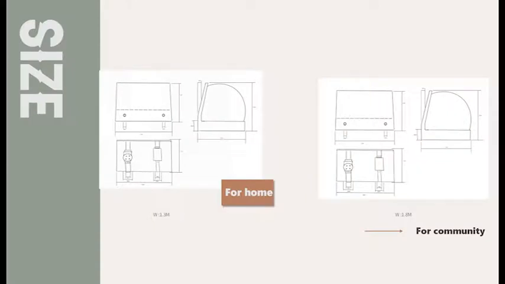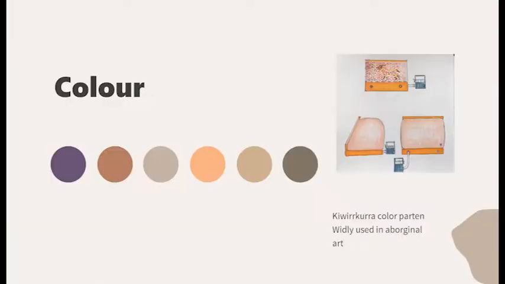Let me introduce the water barrier. The water barrier has 2 different sizes. The small size is for homes. The larger size is for the community. Also, I set up a color pattern for my designs, which comes from the landscape of Kiwi-Kurara and some Aboriginal artwork, including brown and orange.